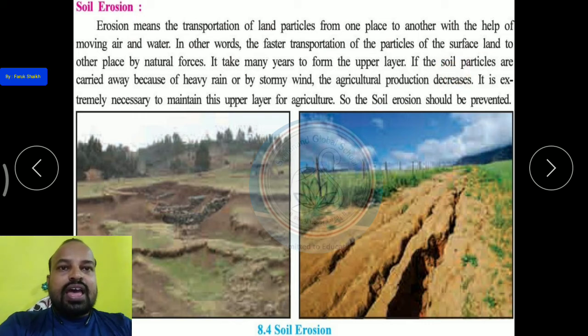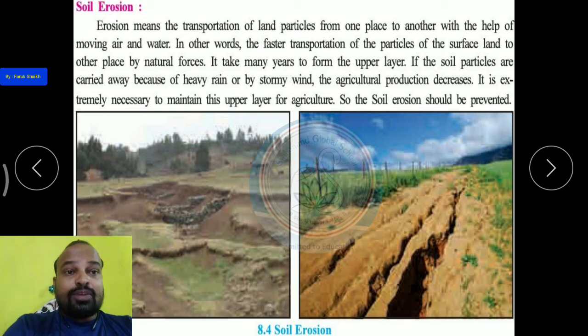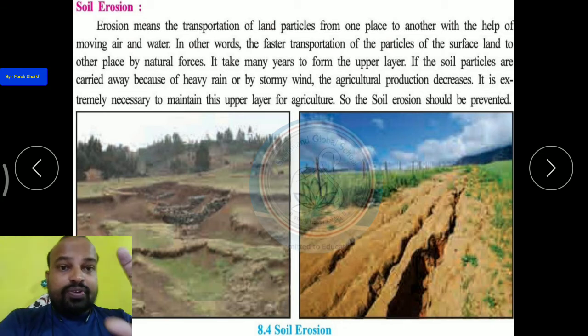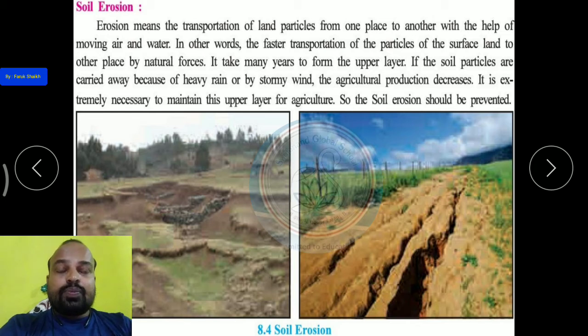It is extremely necessary to maintain the upper layer of the agricultural soil, so soil erosion should be prevented. It is very important to prevent erosion and maintain the upper layer of the soil.